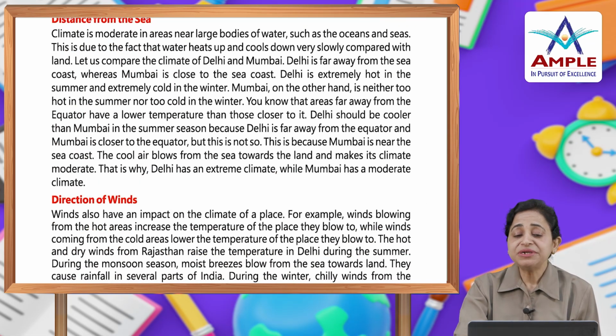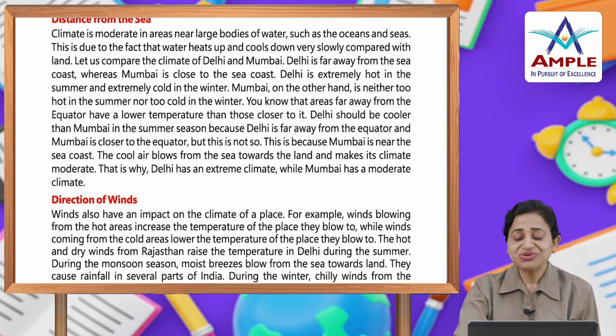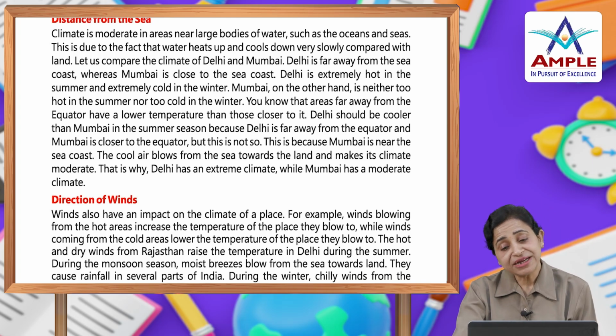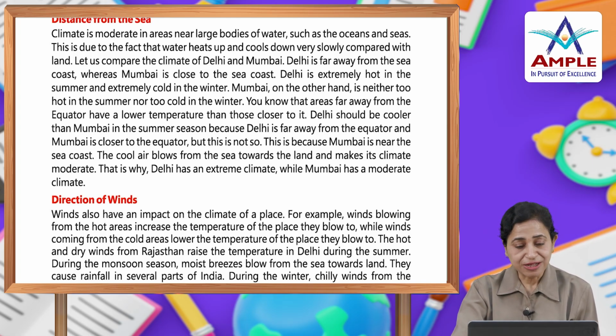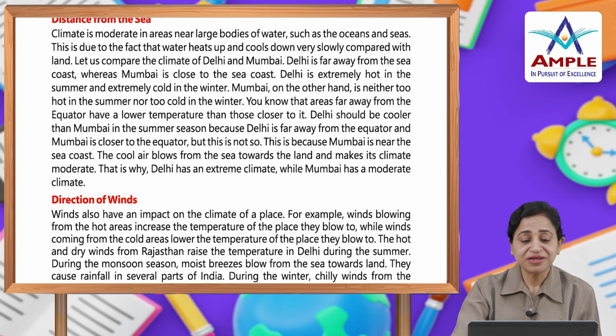Distance from the sea. Climate is moderate in areas near large bodies of water such as the oceans and seas. This is due to the fact that water heats up and cools down very slowly compared with land. Let us compare the climate of Delhi and Mumbai. Delhi is far away from the sea coast, whereas Mumbai is close to the sea coast. Delhi is extremely hot in the summer and extremely cold in winter क्योंकि वो समुद्र से दूर है. Mumbai on the other hand is neither too hot in the summer nor too cold in the winter. तो ना ही सर्दियों में ज़्यादा ठंडा होता है ना ही गर्मियों में ज़्यादा गर्म होता है.